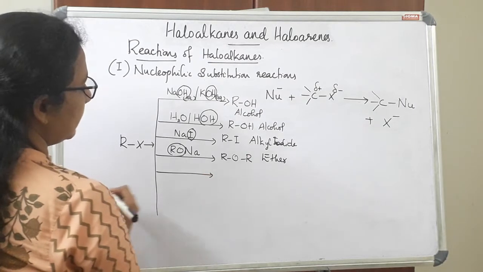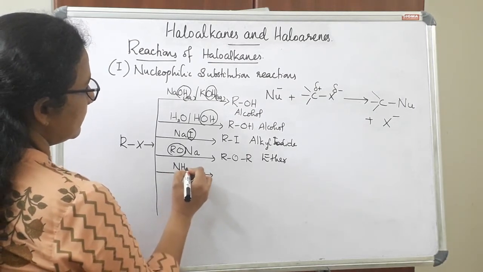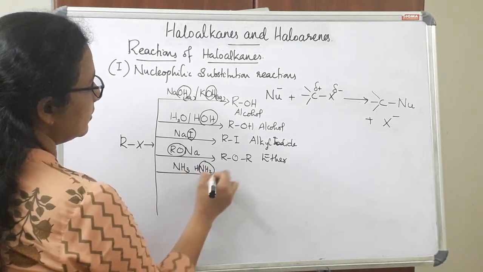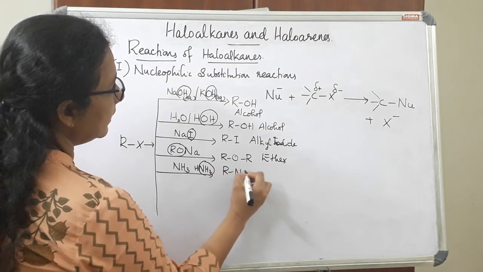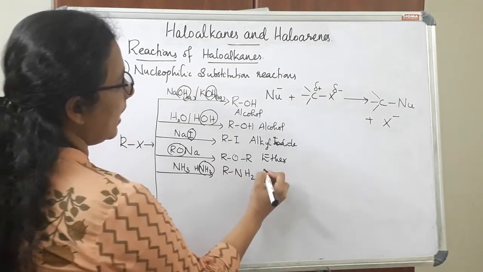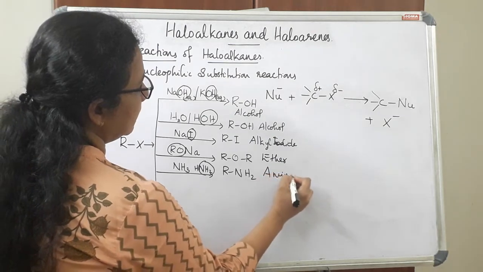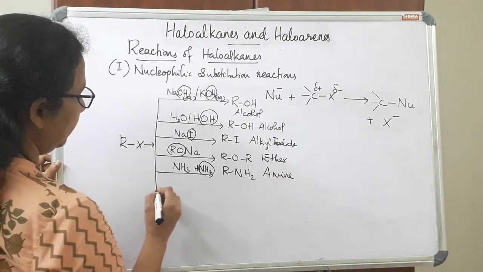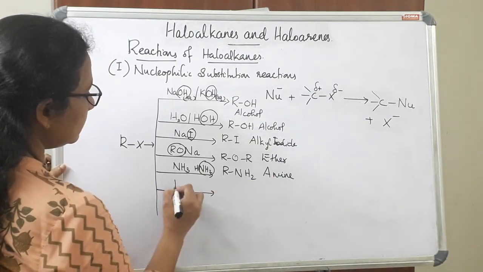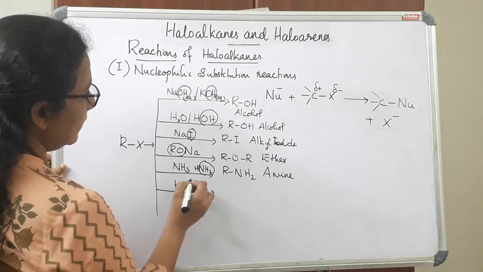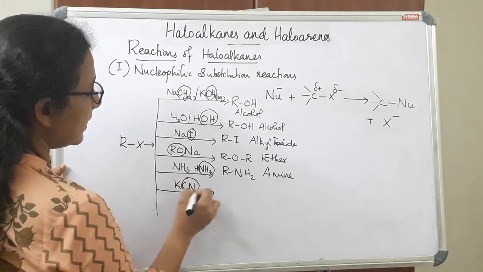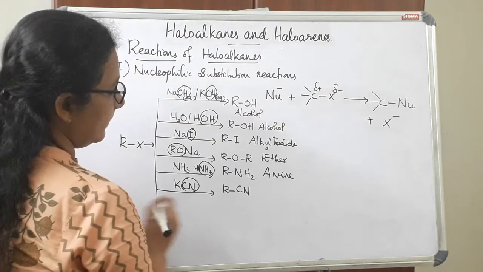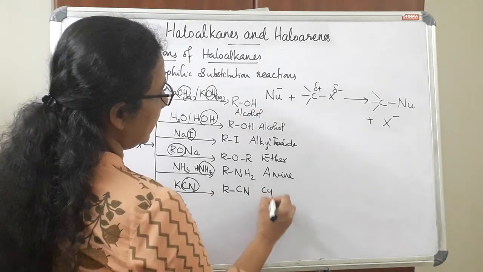Then the next one is NH3. In NH3, NH2 is the nucleophilic part, and RNH2 will be the product, and this is amine. Since NH2 is the functional group here, this will be an amine. Then the next one is KCN. In this case, this is K plus and CN minus, and CN will be the nucleophilic part and this will be RCN.